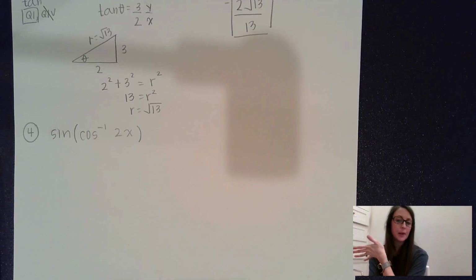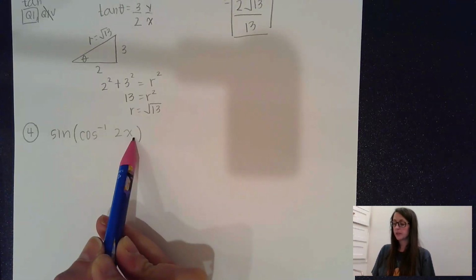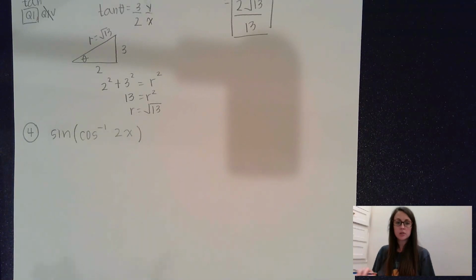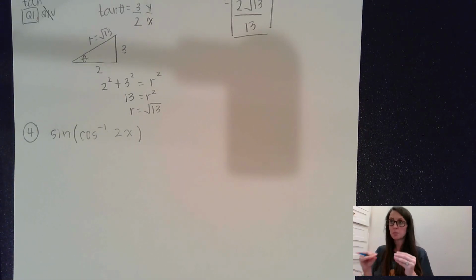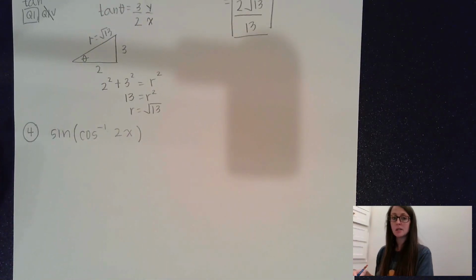Okay, I don't know what happened there, but so we've got sine of cosine inverse of 2x. So when we're looking at our triangles, I still want us to think about it in terms of x and y and r, but don't label it x, y, and r because it'll get real confusing because you've already got a variable x in here. We're going to assume that x is a positive value.